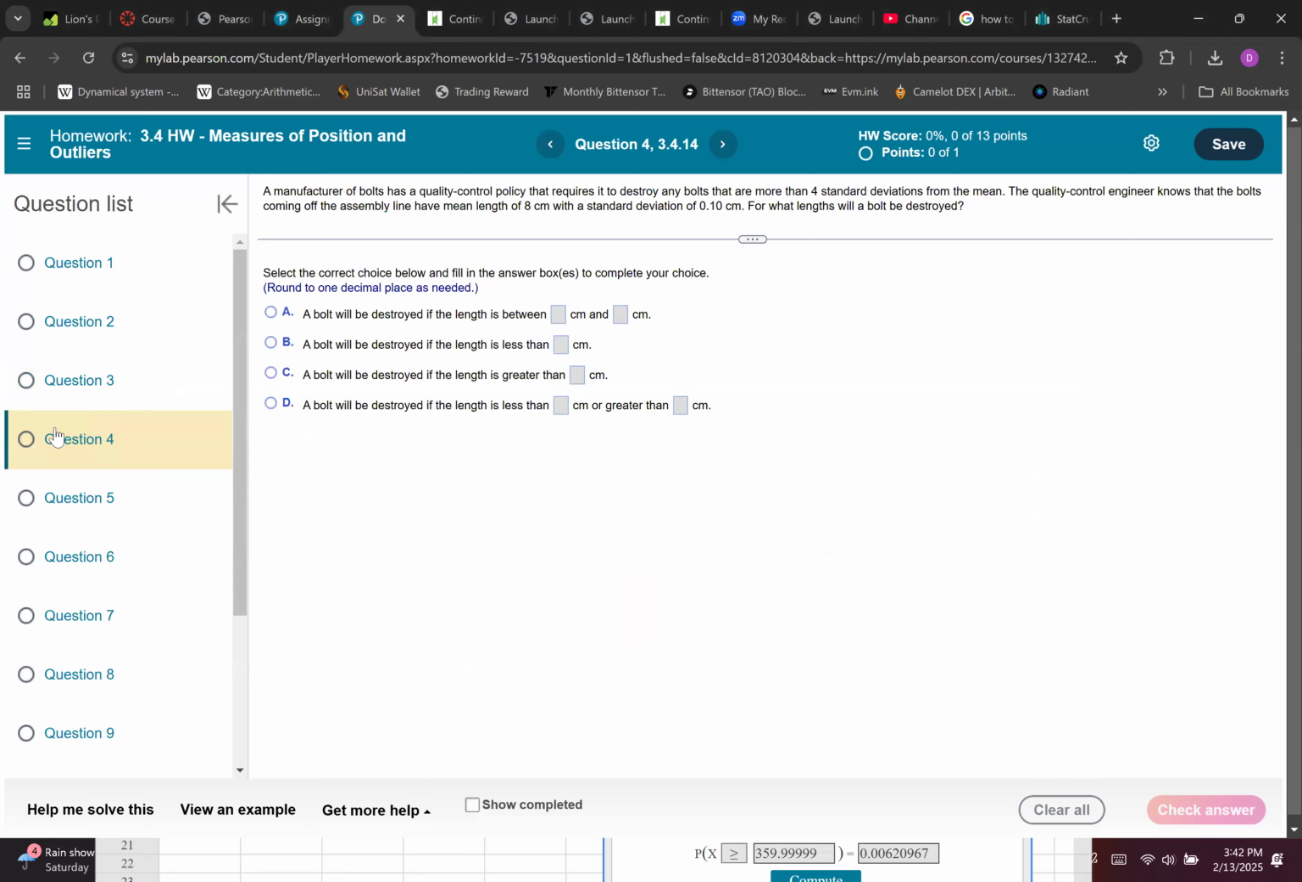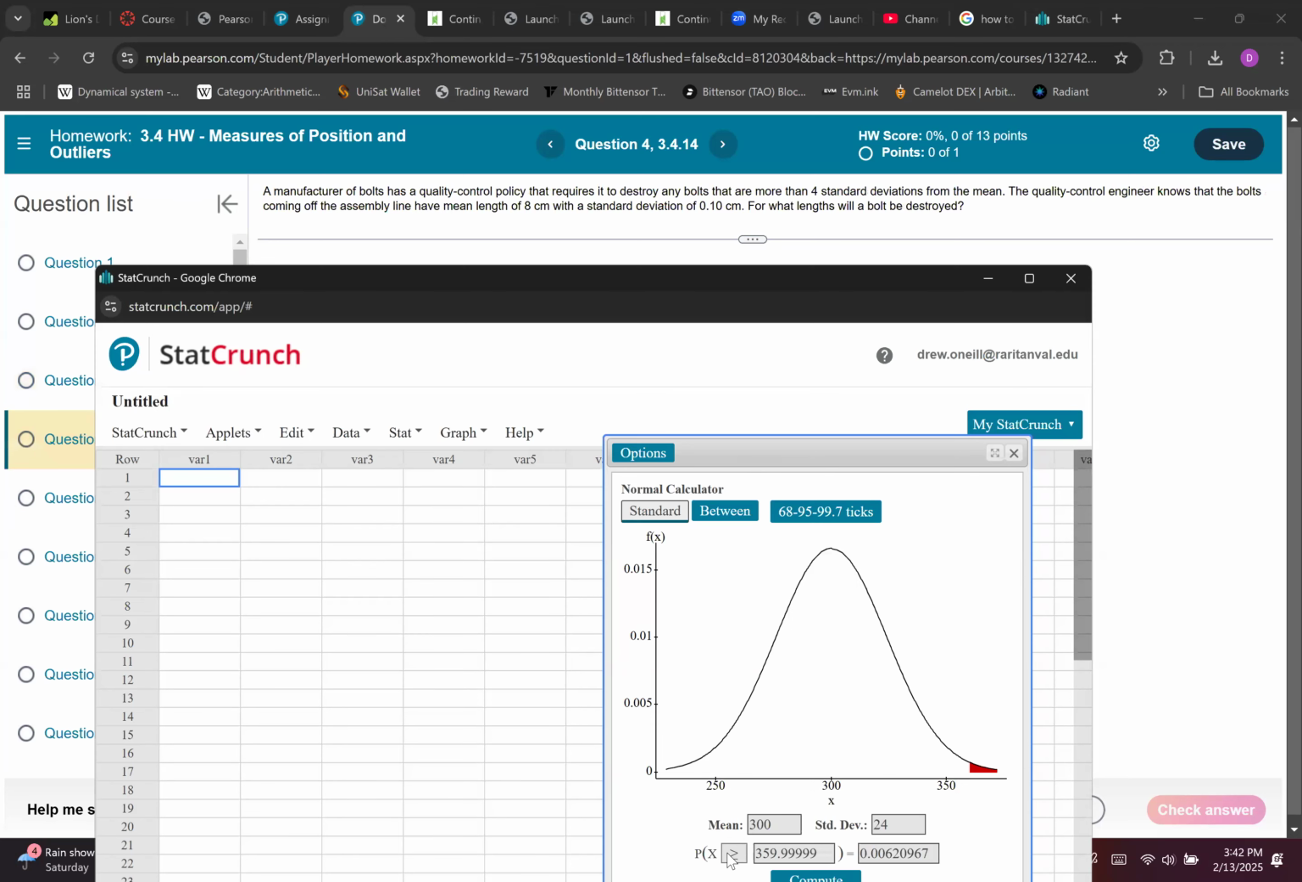So you can see that these all sort of follow the same pattern. One thing you have to be wary of is sometimes it'll ask for between, so you have to click this. Or sometimes you have to flip this to greater than, depending on what it says. So you have to read them carefully. So let's jump into another one.